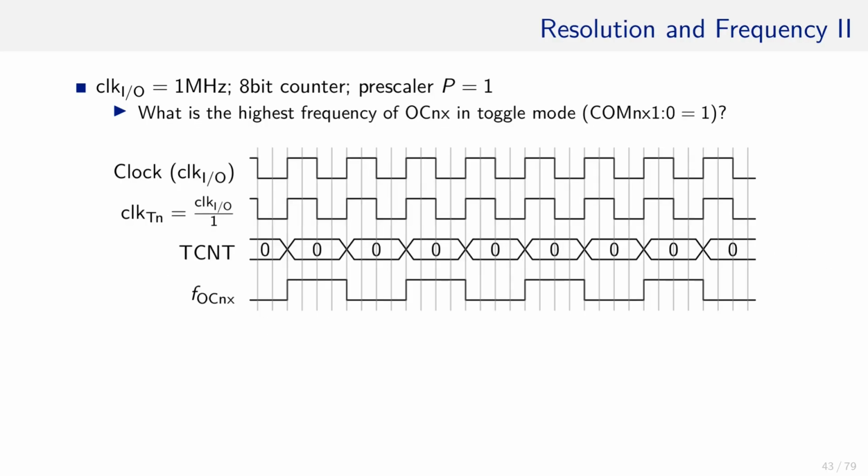The next question is, what is the highest frequency that the pin OC can emit with the given parameters? For the fastest frequency, we set OCR to 0 so that TCNT reaches the top value every single time. Remember, when the TCNT drops from top to bottom, the OC pin toggles as shown here. What is its frequency?